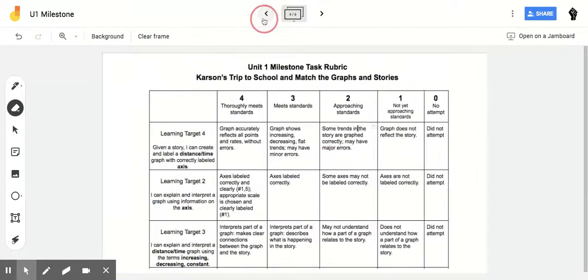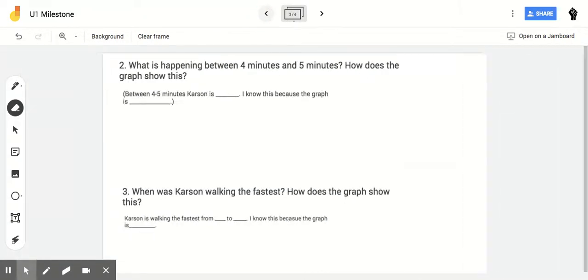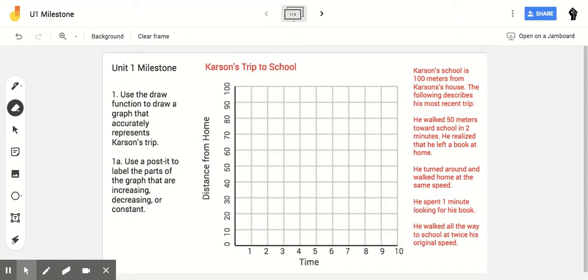When you finish your milestone, you want to go ahead and turn it in on Google Classroom. And know that we are all here to help you for this milestone today. Okay, that's it. If you have more questions, go ahead and ask any of the teachers. Thank you.